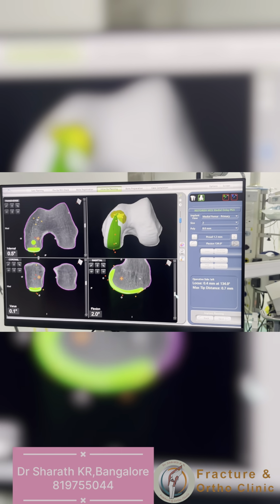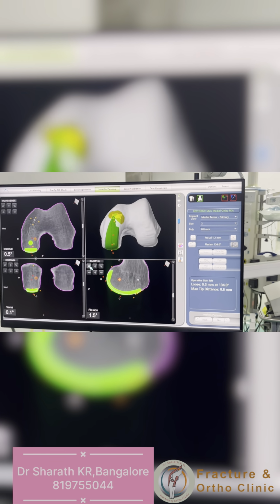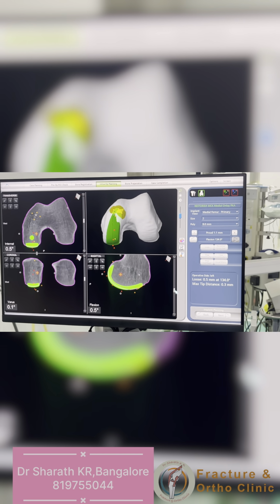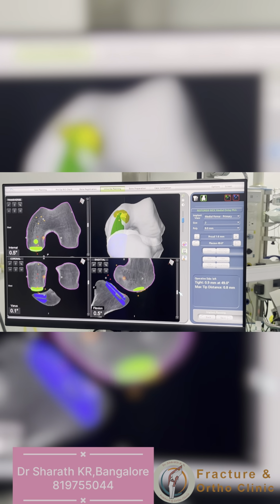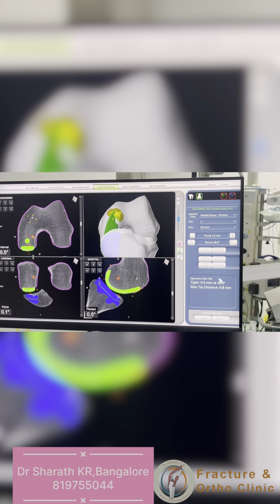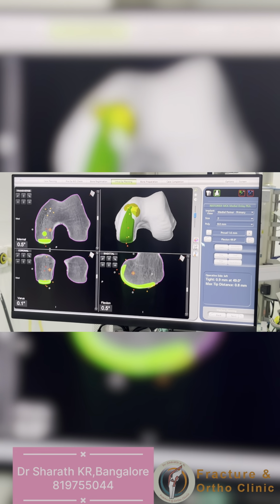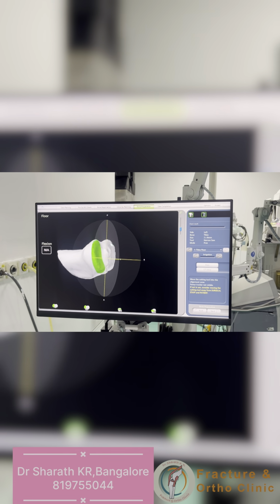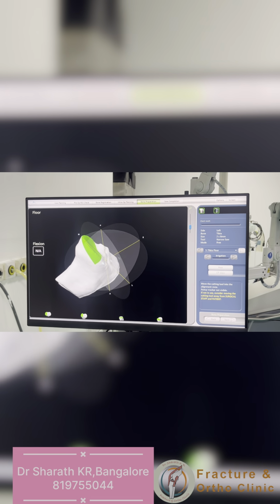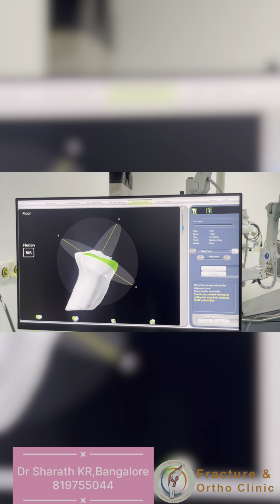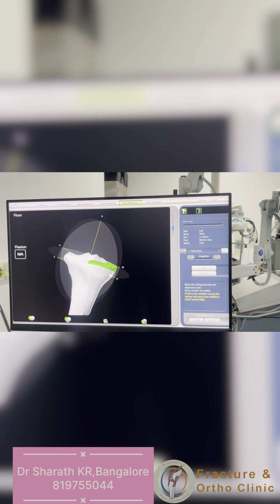In fact, this MAKO system was introduced with the partial knee replacement, and this procedure is very much accurate and pretty much takes the detailed values of everything throughout the range of movements, and only after that comes the resection of the bone.